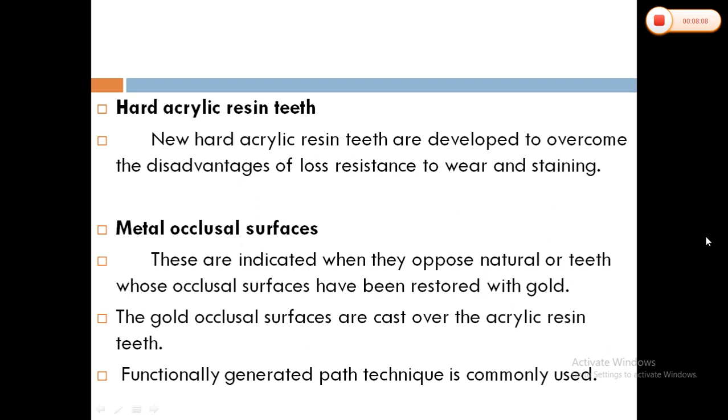Hard acrylic resin teeth. New acrylic resin teeth are developed to overcome the disadvantages of loss of resistance to wear and staining. Metal occlusal surfaces. These are indicated when they oppose natural teeth or teeth whose occlusal surfaces have been restored with gold. The gold occlusal surfaces are cast over the acrylic resin teeth. Functionally generated path technique is commonly used.